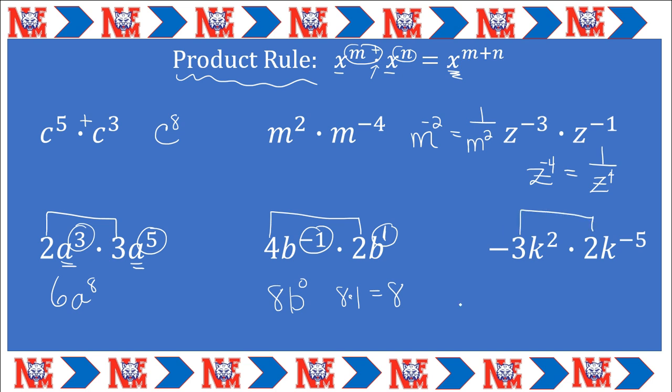In this example, we multiply and get negative 6. Then we have k squared times k to the negative 5th. The rule says to write the base and add exponents, and we get negative 3. Now this negative 3 is only attached to the k, so negative 6 stays in the numerator because it has a positive exponent, the understood 1, and the k comes down to the denominator and becomes a positive 3.